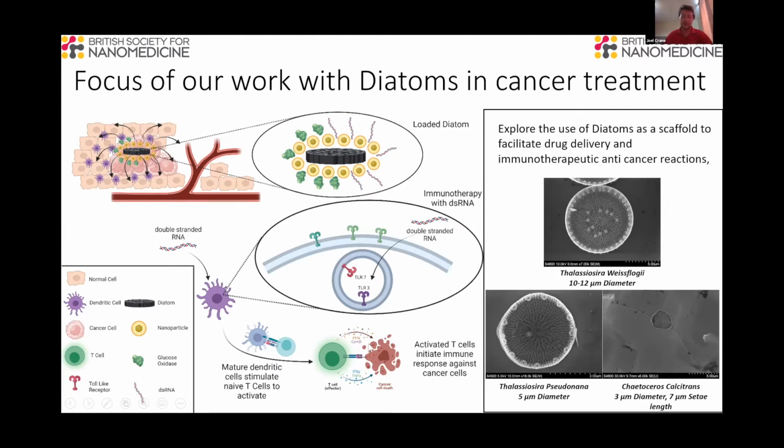So we've been wanting to carry out this work with three different species of diatoms. We have Thalassiosira weissflogii here, Thalassiosira pseudonana, and Chaetoceros calcitrans. We've predominantly been working with Thalassiosira weissflogii. It's the one we've been able to culture the greatest quantities of. And then once those concepts are finalized and optimized, we'll then go on to the other species as well.